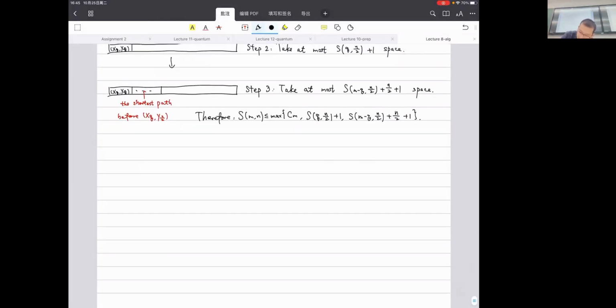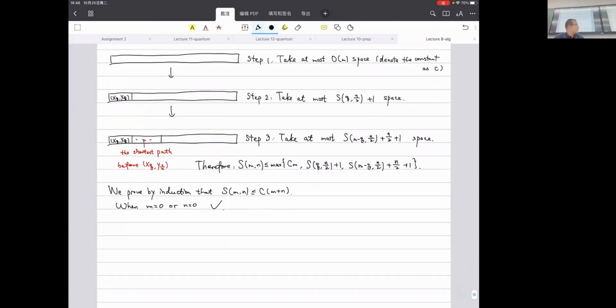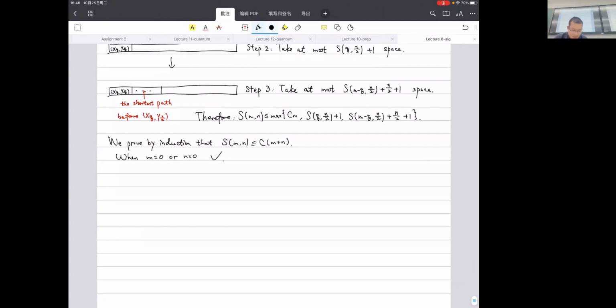So here we say that we can use induction. Basically, we prove by induction that Smn is smaller than C times m plus n. When m equals 0 or n equals 0, this is just trivial, because there is even no space complexity. We just know that the value is I delta, J delta. Right after we know the value of m, we just output the corresponding m delta or n delta, which is trivial. So the base case is trivial.